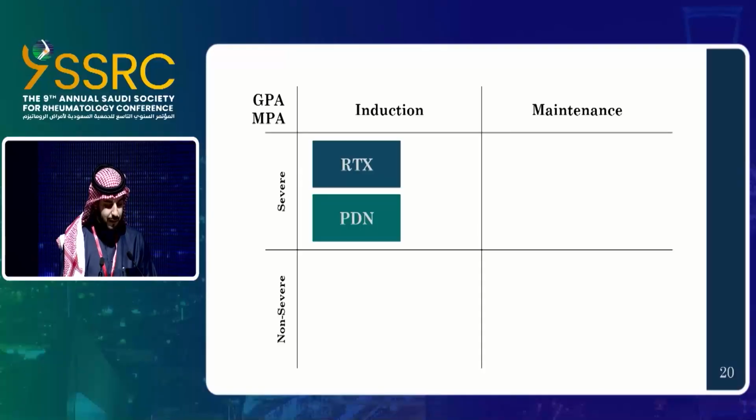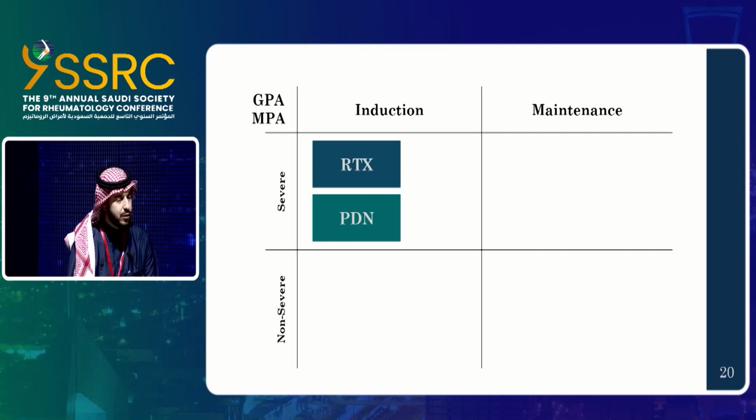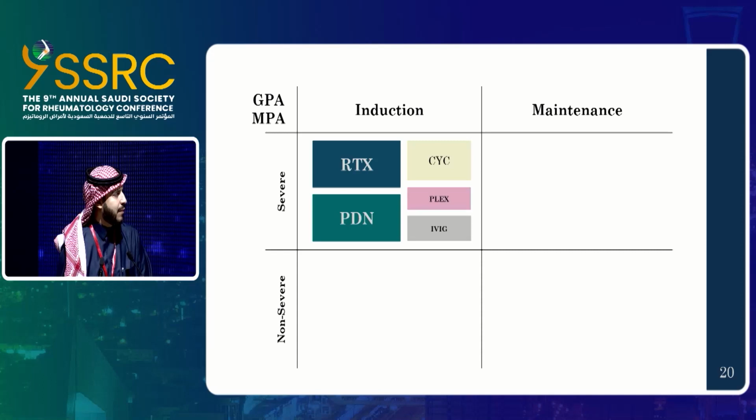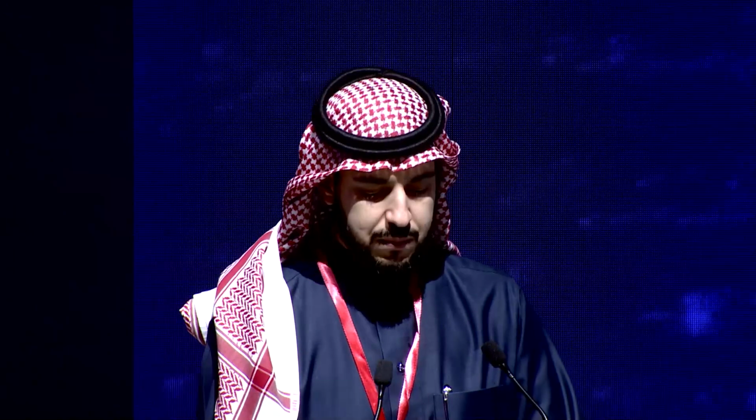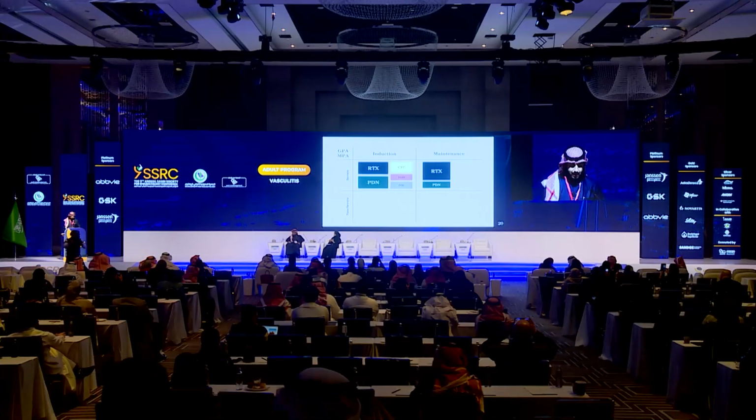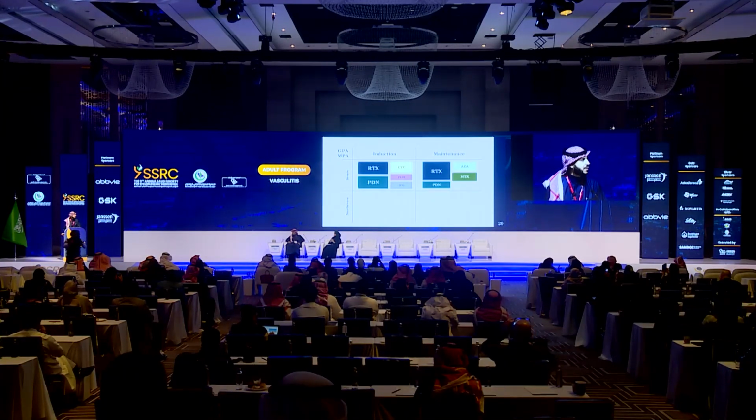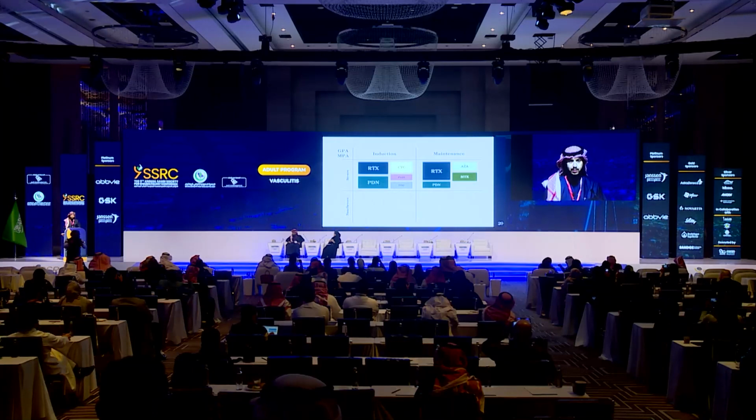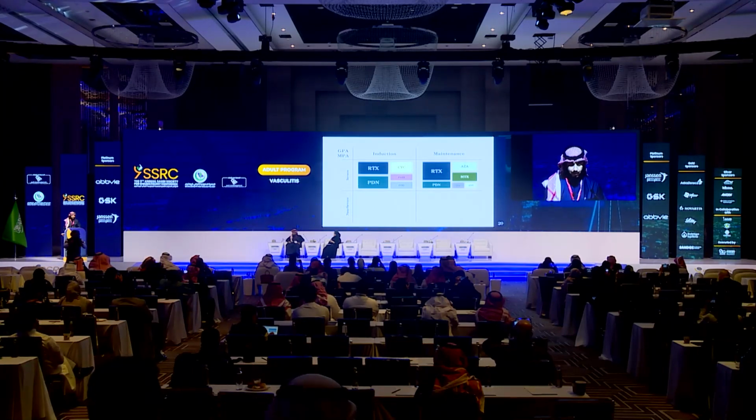This is my last slide, stratifying patients with severe or non-severe disease. For severe GPA or MPA induction, rituximab and prednisone are still the mainstay of treatment, followed by cyclophosphamide. Plasma exchange and IVIG might be used. As for maintenance, rituximab is taking a bigger role in addition to prednisone. Azathioprine and methotrexate can still be used as maintenance, and to a lesser extent leflunomide and mycophenolate.